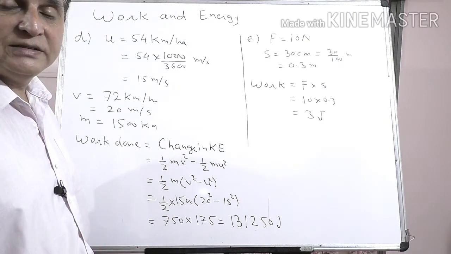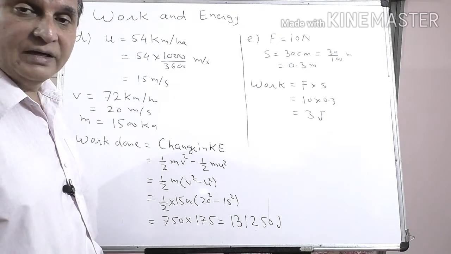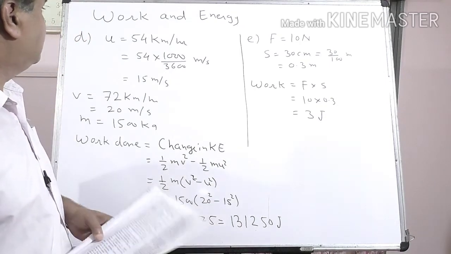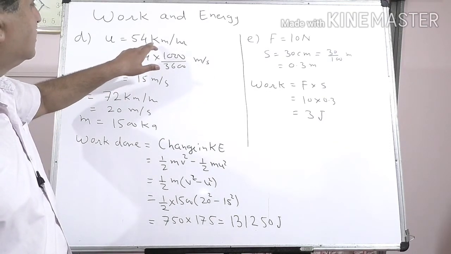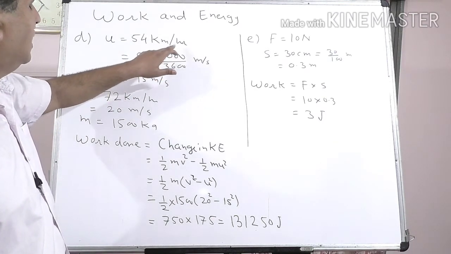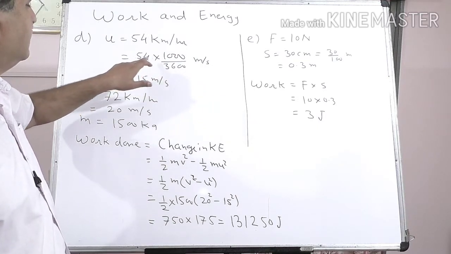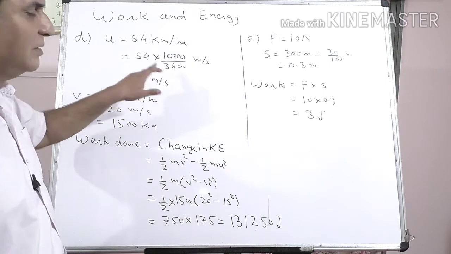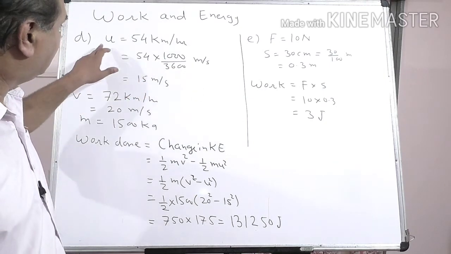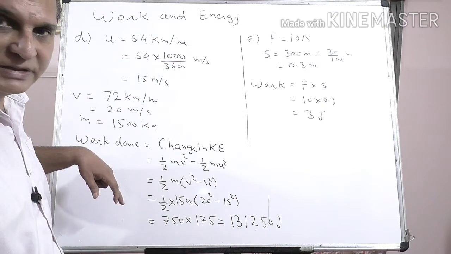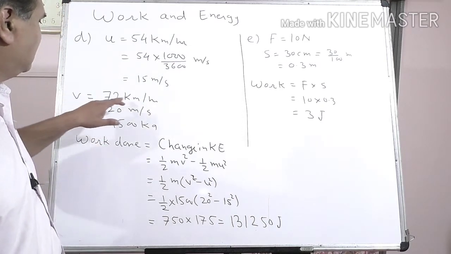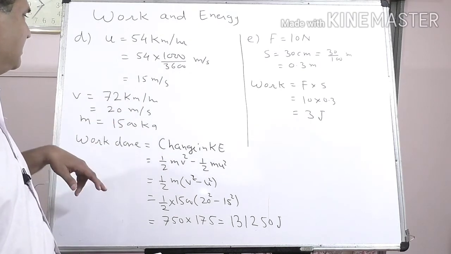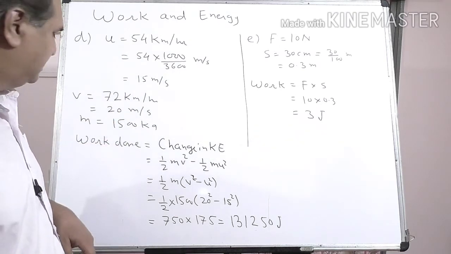So here work done is change in kinetic energy. Final KE minus initial KE. Okay, so u equal to 54 km per hour. Kilometer to meter 1000. Hour to second 3600. So 54 into 1000 upon 3600 meter per second. On cutting, 15 meter per second. Right? This way you have to convert kilometer per hour to meter per second. V is 72 km per hour, same way, into 1000 by 3600, 20 meter per second. Mass is given as 1500 kg.